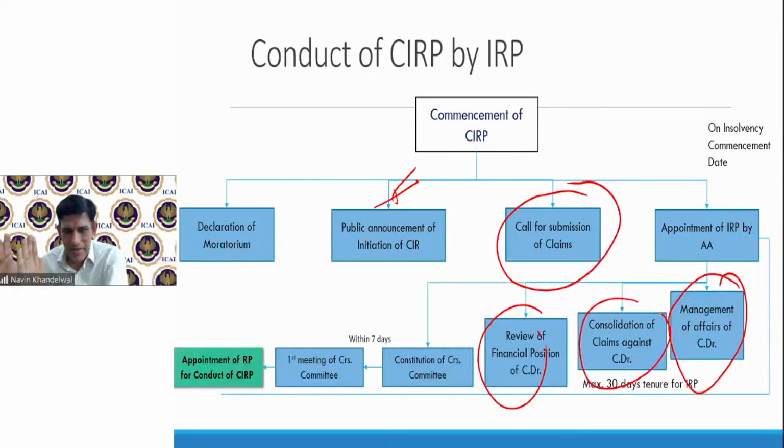Taking over the assets, second job. Getting the information for the last 2 years, third job. So 3 main jobs. Fourth, management of affairs. So management of affairs, taking over the assets, calling for information from various sources, and then calling for claims, consolidating and verifying the claims. So 4 prime jobs of IRP, and he has to do all these jobs within 30 days. Within that 30 days, he has to perform all these jobs.